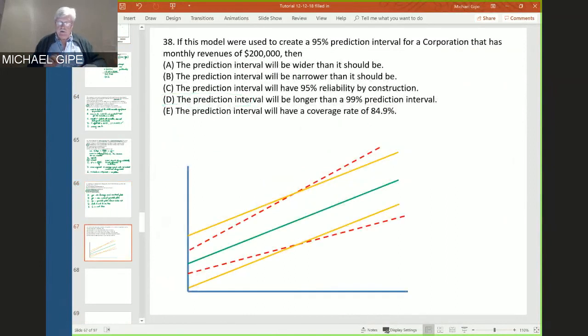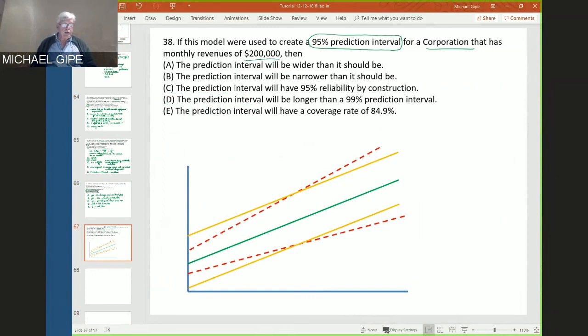Okay, and finally we've got, if this model were used to create a 95% prediction interval for a corporation that has monthly revenues of 200,000, then what would happen? So we're going to try to use this model for prediction. And so we've got a corporation and we've got monthly revenues of 200,000. So we have values for the X that we could plug into the model. But here's the problem.